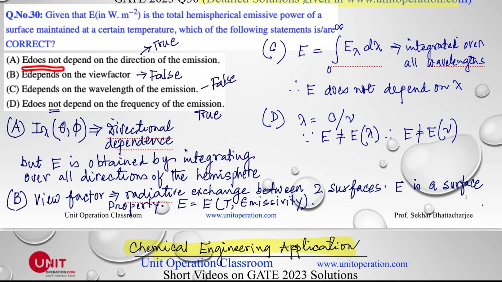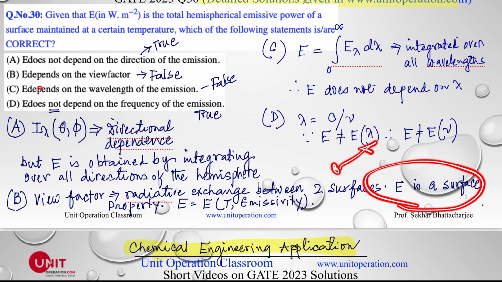So E does not depend on the direction of emission. That is true, because it has been integrated over all directions. E depends on the view factor? The view factor is a radiative exchange between two surfaces, whereas E is a surface property. So "E depends on view factor" is false.